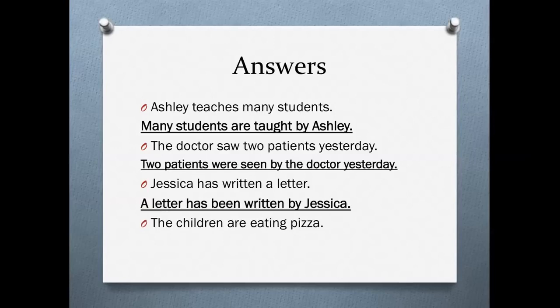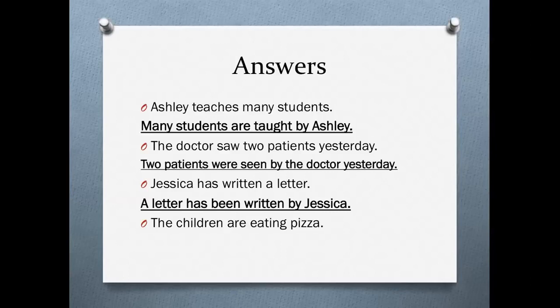Jessica has written a letter becomes a letter has been written by Jessica. We take a letter and move it to the front of the sentence. Jessica goes to the end of the sentence with the preposition by in front of it. And then we change has written. Has written is present perfect. The present perfect form of the verb be is has been. The past participle of write is written.